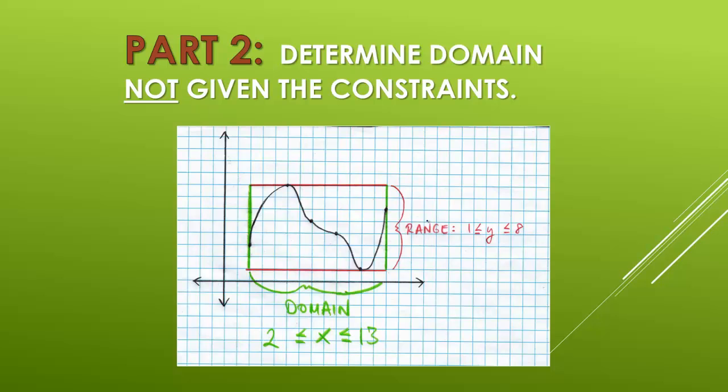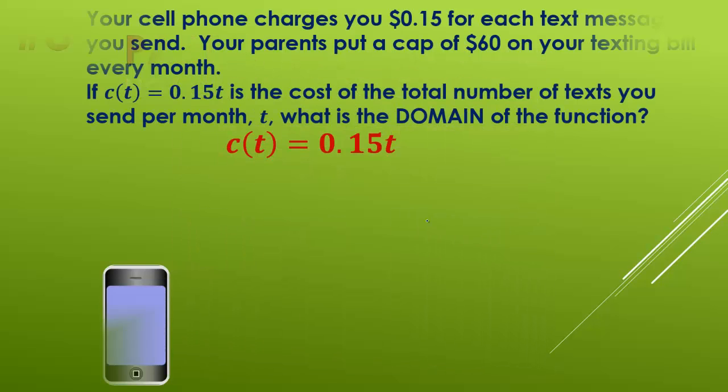All right, so the second part, determine the domain not given the constraints. So this time you're not going to be told what the constraints are. Your cell phone charges you 15 cents for each text message you send. Your parents put a cap of $60 on your texting bill every month. So if C of T, the cost of a text, equals 0.15 T.